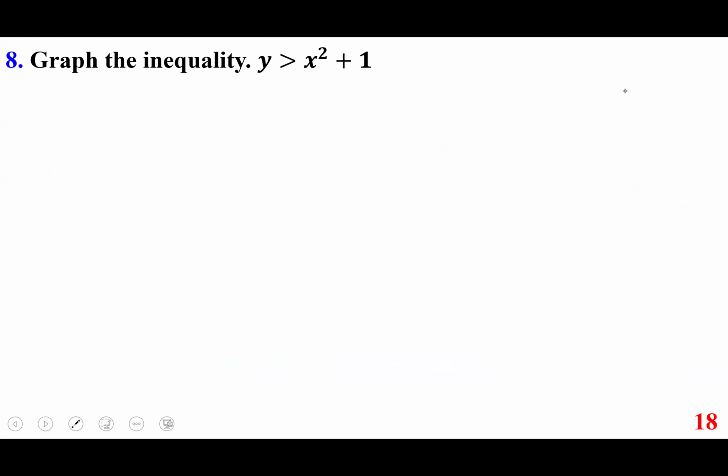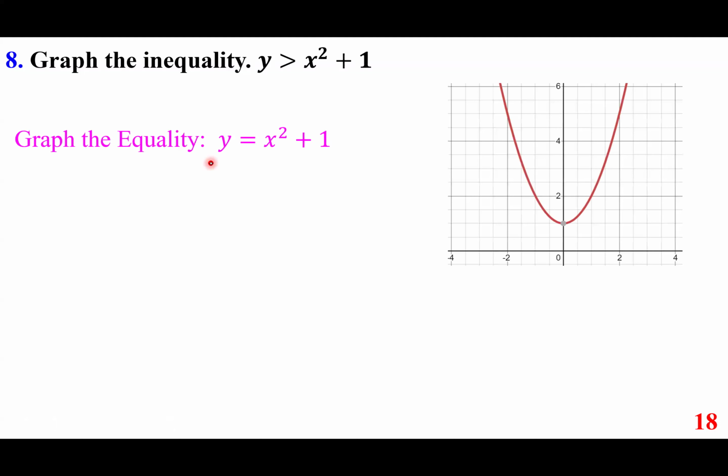Graph the inequality y is larger than x squared plus 1. It works in the same manner. Whenever you have any type of inequality that you want to graph, first change it into an equality. So graph this one. As you know, y equals x squared is a parabola. x squared plus 1 is a parabola that has been shifted up by 1 unit. So that's the graph, where this point has coordinates 0, 1.